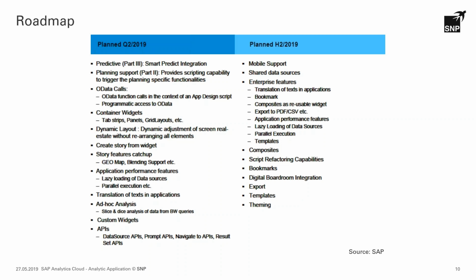There are also plans for the second half of the year, 2019, and includes some main functionalities as shared data sources, also enterprise features as bookmarks that allows us to save the snapshot of our application and then open it with exact same filters, selections, and the state of the application. Composites, that's also a really important part, because it allows developers to work in a parallel way to develop the application. Yeah, and also export functionalities as export to PDF and CSV file.